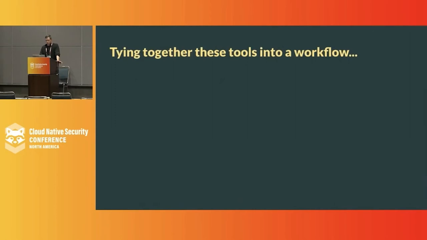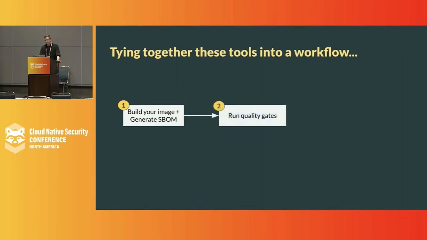So now we have these two tools, and we want to tie them together into a workflow. The idea is that you build your image and you generate your SBOM. Then you use that SBOM to run quality gates against it: vulnerabilities, secrets, whatever is important to your organization. And after all that's done, you publish your image and your SBOM.